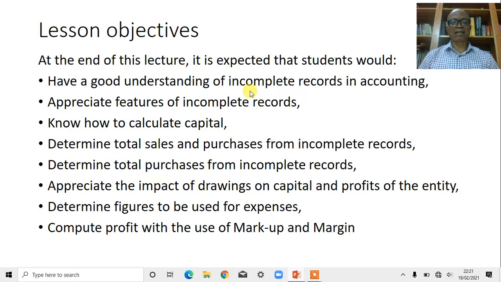It is expected that at the end of this class each student will have a good understanding of incomplete records in accounting, appreciate features of incomplete records, and know how to calculate capital. At the same time, we'll be able to determine total sales and purchases from incomplete records, appreciate the impact of drawings on capital and profit of the entity, determine figures to be used for expenses, and compute profit with the use of markup and margin.